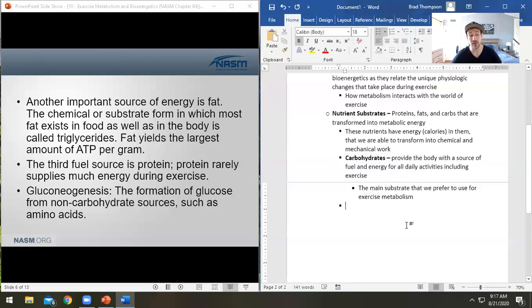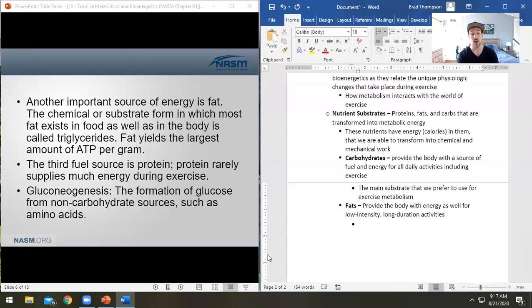So another energy source is going to be our fats, right? Fats are going to provide the body with energy as well for low intensity, long duration activities.